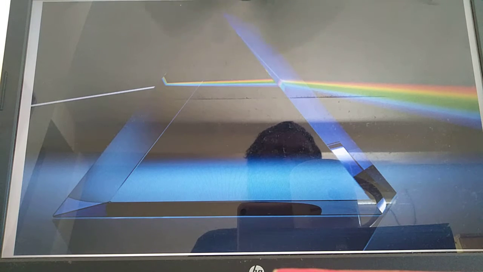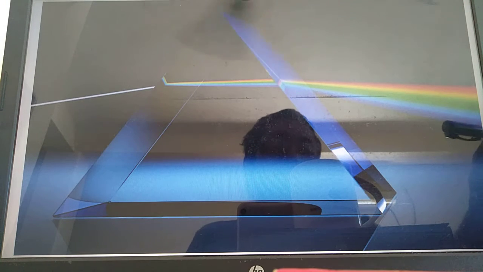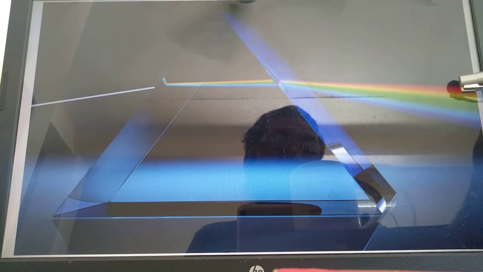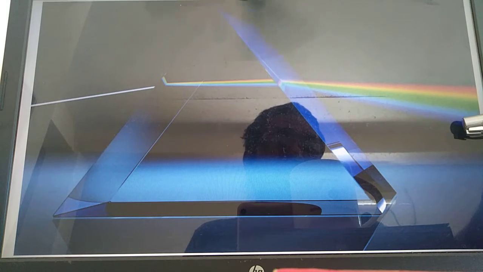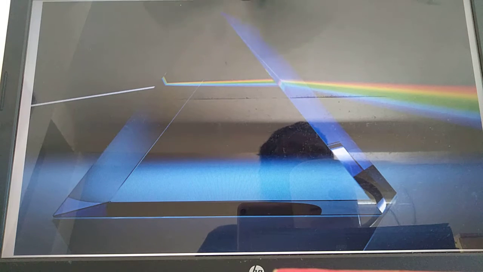This happens due to the different angle of deviation for different colors. The angle of deviation depends on the wavelength. If the wavelength of the light is more, the deviation is less, and if the wavelength is less, the deviation is more. That's why the violet color is deviated more, and the red color is deviated least, because the wavelength of violet is minimum and that of red is maximum. That's why all the colors are divided and we get a spectrum.